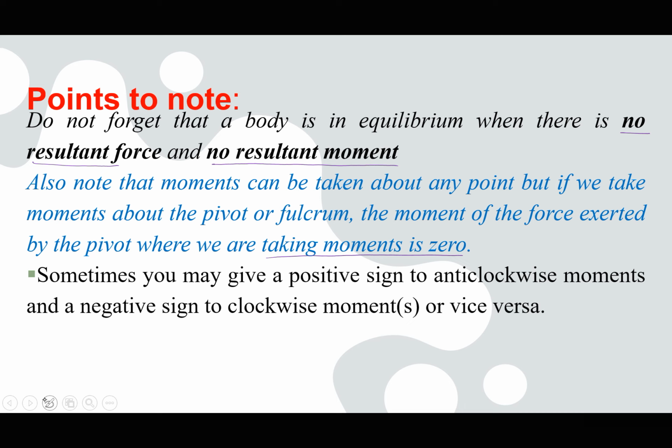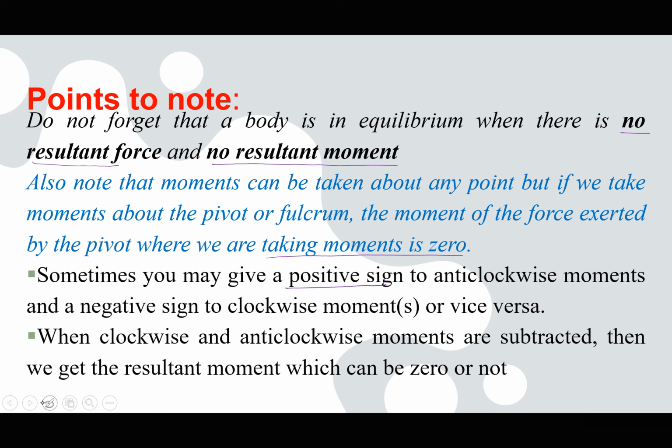Sometimes we shall assign positive, or you can decide to assign positive to anticlockwise moments, and a negative sign to clockwise moments, or vice versa, depending on what is convenient to you. But of course at the end of it all, if you find the resultant moment, you must consider the algebraic sum. And when clockwise and anticlockwise moments are subtracted, then we get the resultant moment, which can be zero or not, depending on the choice of moments that we have.